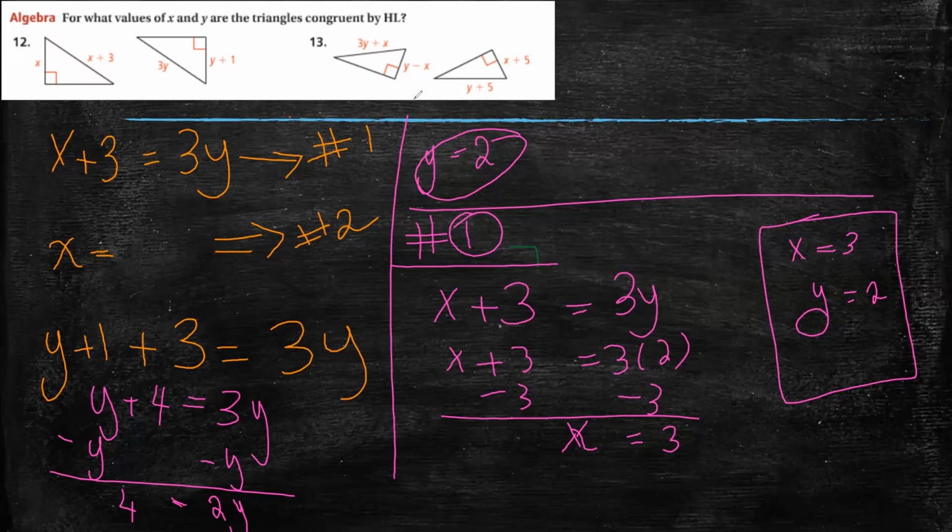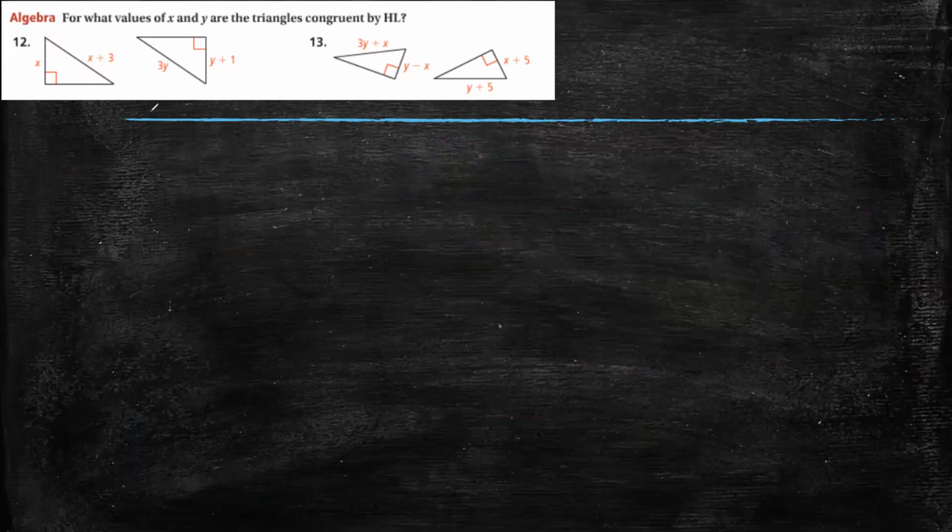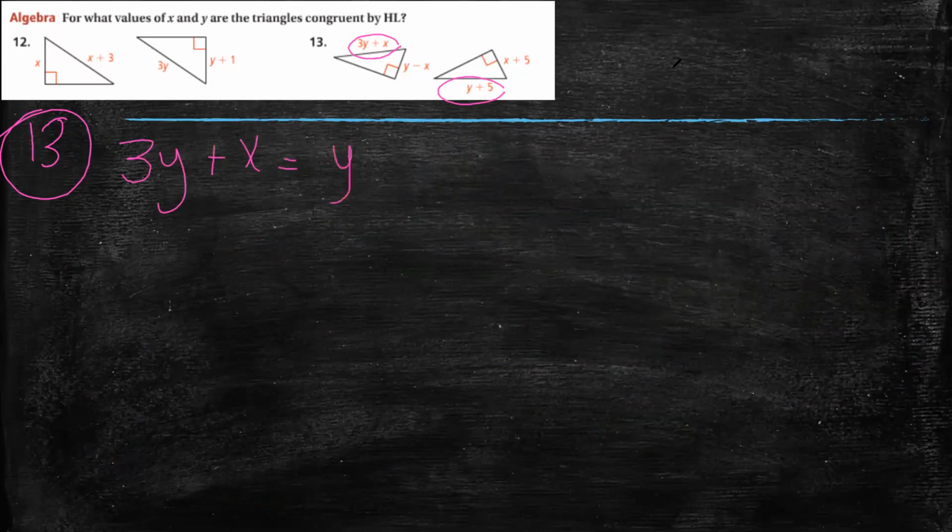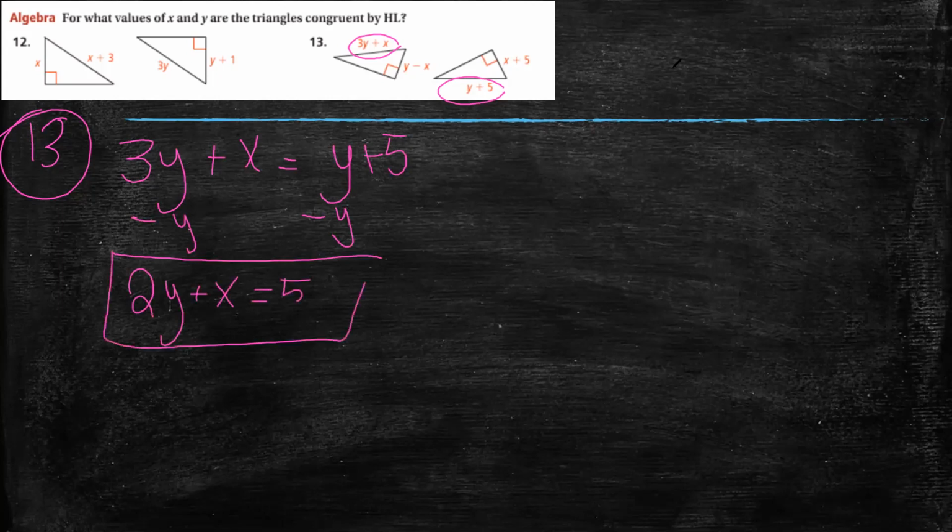Now let's do number 13. In number 13 here, we have these two triangles and they are congruent, so we have the same idea. The first hypotenuse is congruent with the second hypotenuse. So 3y plus x is equal to y plus 5. Let's put y here, y here. So 2y plus x is equal to 5. This will be equation number 1.